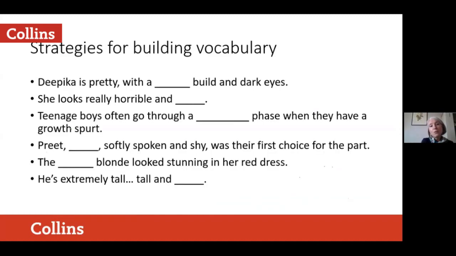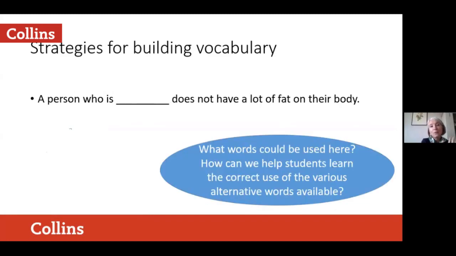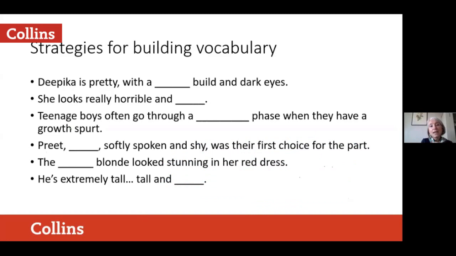So what words would we put in here? You've given me some of them. Somebody who does not have a lot of fat on their body can be described as all of these words. But which ones would we use here? Would we say Deepika is pretty with a skeletal build and dark eyes? What would we say for Deepika? Looking for answers. Ms. Geetana writes healthy. On Zoom, we have the answers as slim and slender.